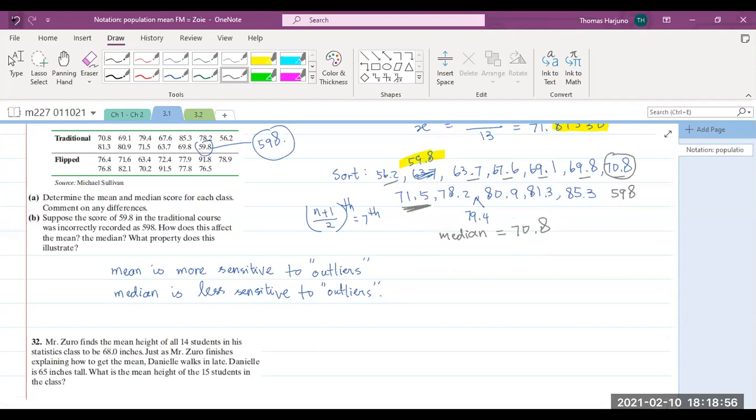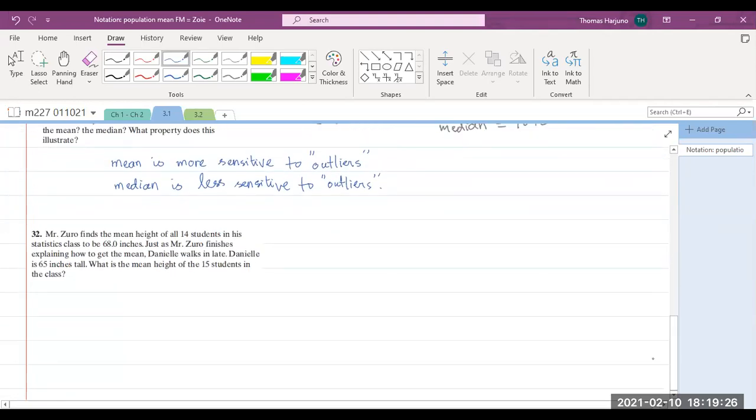Under what situation should we use the median, and under what situation should we use the mean? We should use the median if you see the data is skewed to the right or skewed to the left, that you have some numbers that are quite extreme. Then you had better use the median instead. Okay, let me fix this to 59.8.